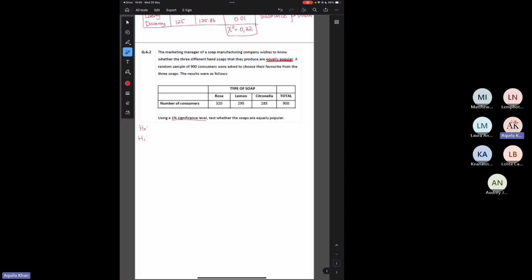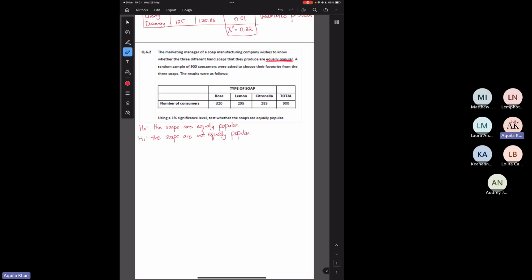So literally from the question again, you're able to write out your null and alternate hypotheses. And remember, the null, whenever it's a quality of proportions test, will always say that they are equal. So you will say here that the soaps are equally popular. Literally what the question was asking you to test. And the alternate will just say literally the opposite, which is that the soaps are not equally popular. Okay, so literally just saying the opposite of each other.